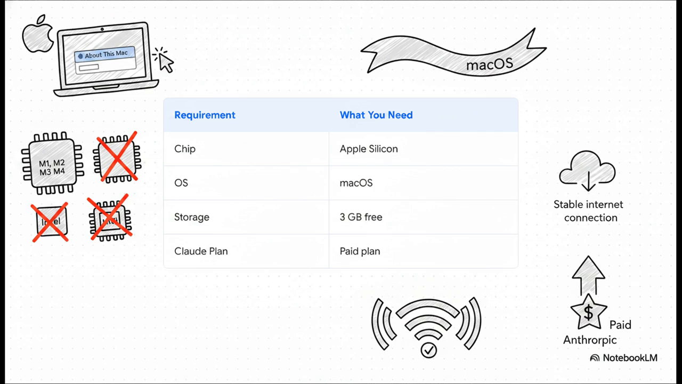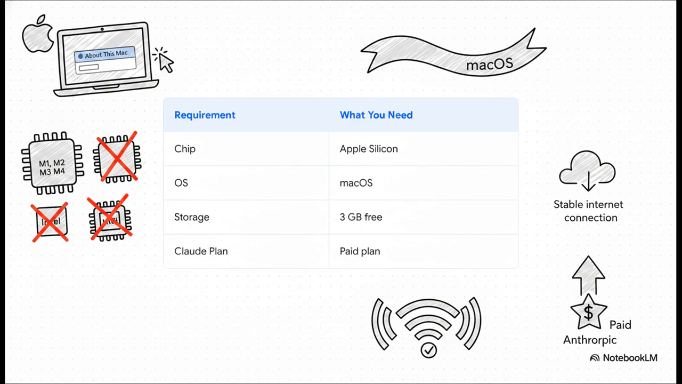Check your system by clicking that Apple logo in the top left corner of your screen and selecting About this Mac. You need to confirm you have an Apple Silicon chip. That means an M1, M2, M3, or M4 processor. Why does this matter so much? Because these specific Apple Silicon chips have the dedicated neural architecture required to run these heavy, continuous background processes smoothly, without completely frying your battery.